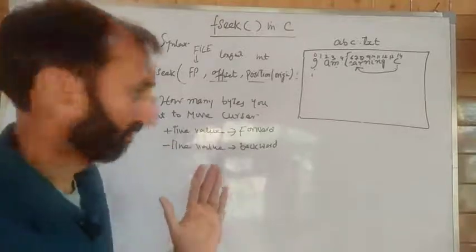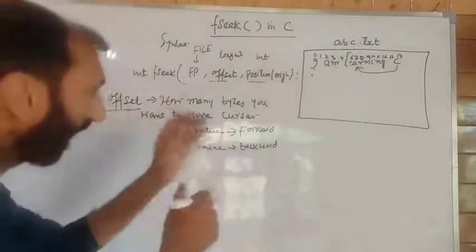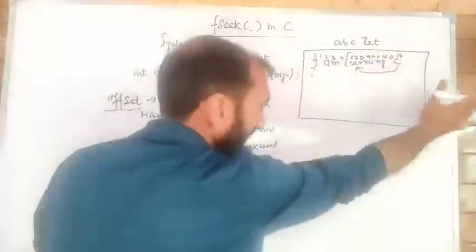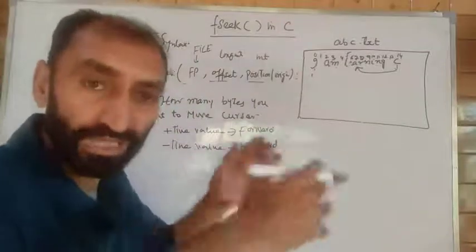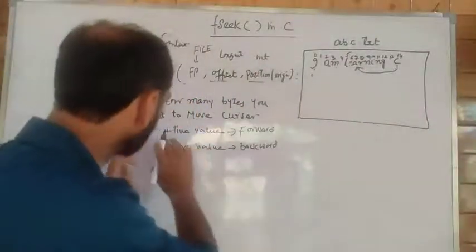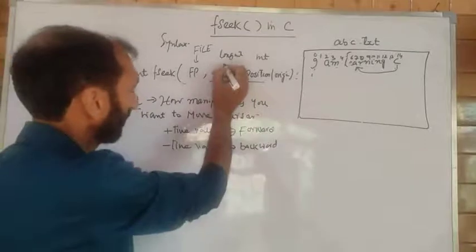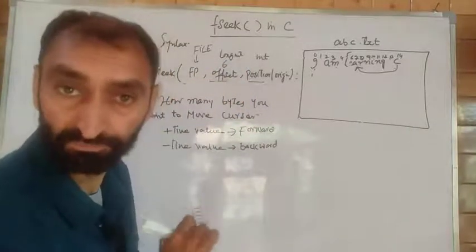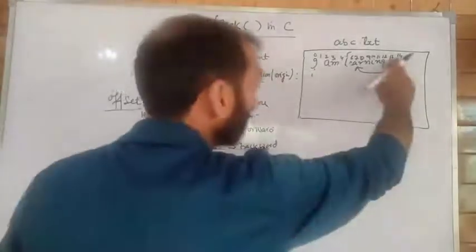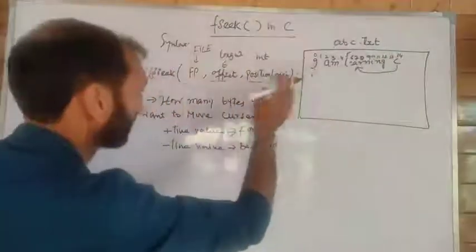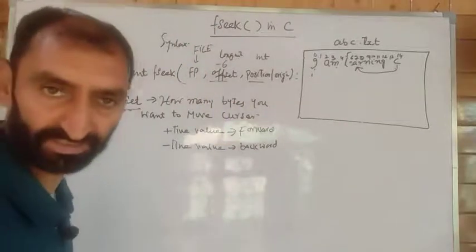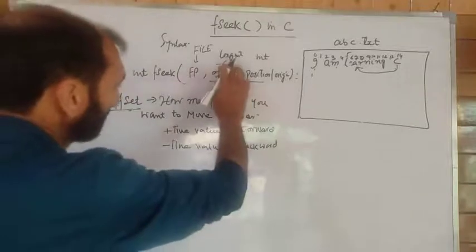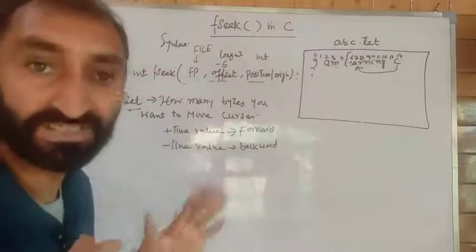Take care. What does offset show? Offset means how many bytes you want to move the cursor. Obviously, we can move the cursor either forward or backward. If we want to move the cursor forward, then we have to show the offset in positive, for example, positive 6. If we want to move the cursor backward 6, then we have to show it as a negative value. Now I hope you understand what a negative value and a positive value signify.